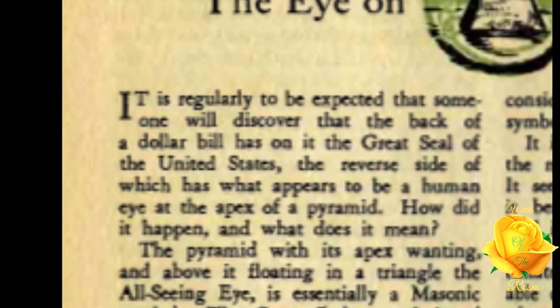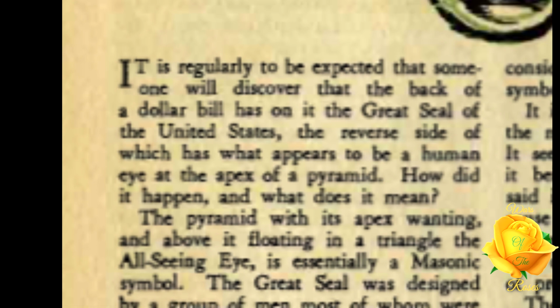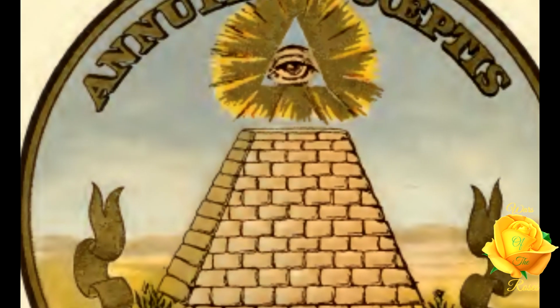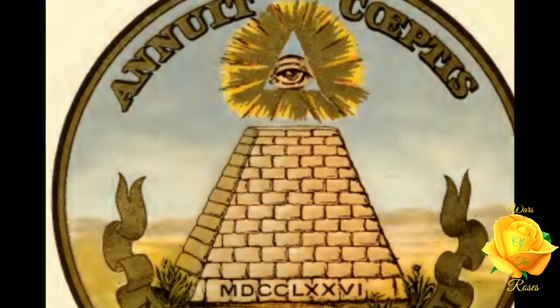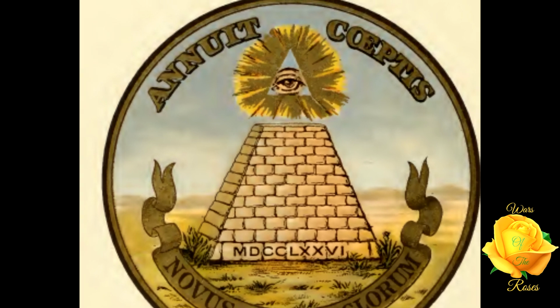It is regularly to be expected that someone will discover that the back of a dollar bill has on it the Great Seal of the United States, the reverse side of which has what appears to be a human eye at the apex of a pyramid. How did it happen, and what does it mean?